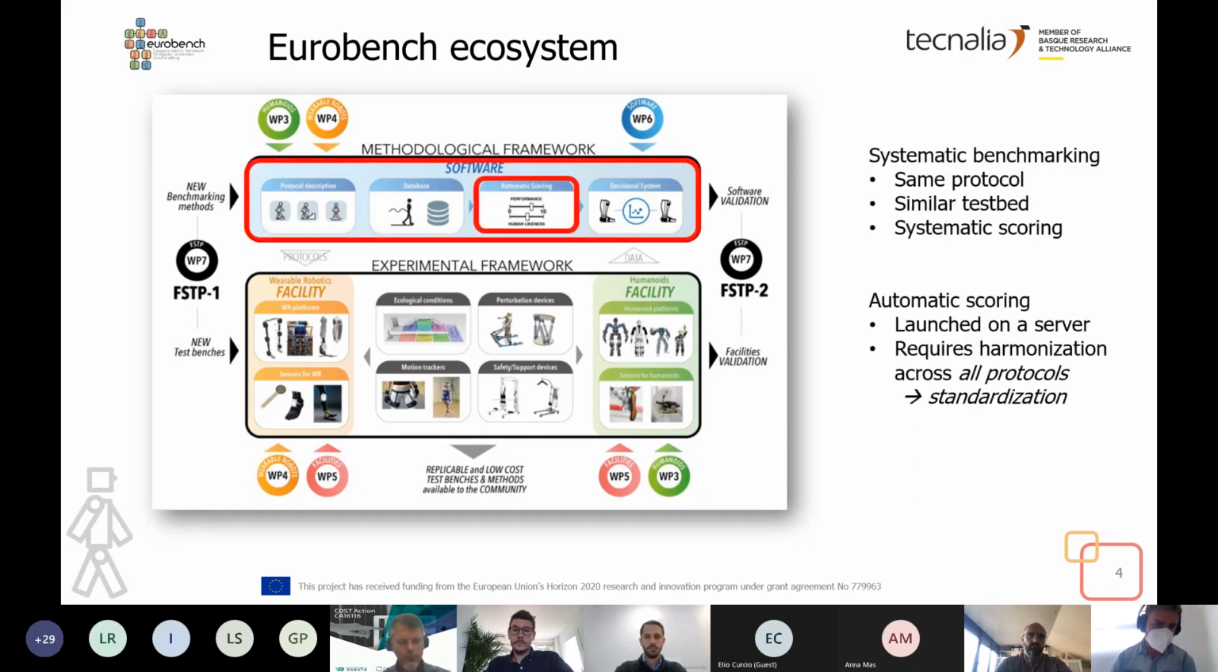In these presentations, we are focusing on this software. It consists of several protocol descriptions, a database with datasets of experiments that are already using these protocols, tools for automatic scoring, and a decision support system. We are going to focus on the harmonization actions we have to apply to the automatic scoring system in order to handle this issue.